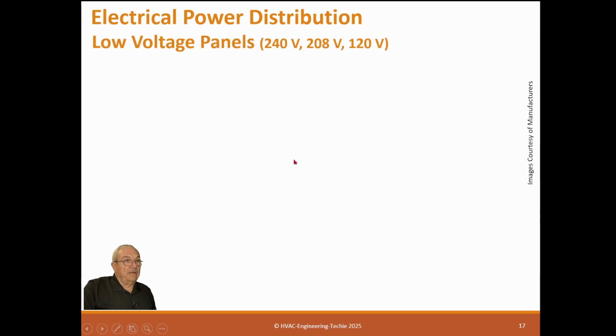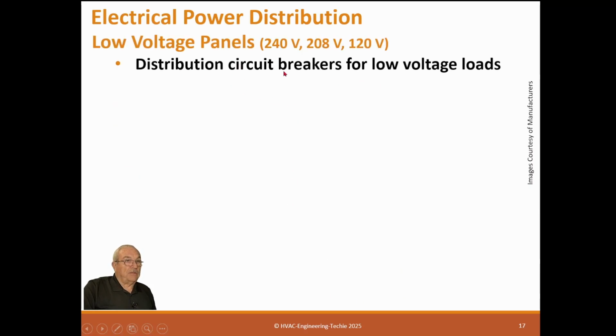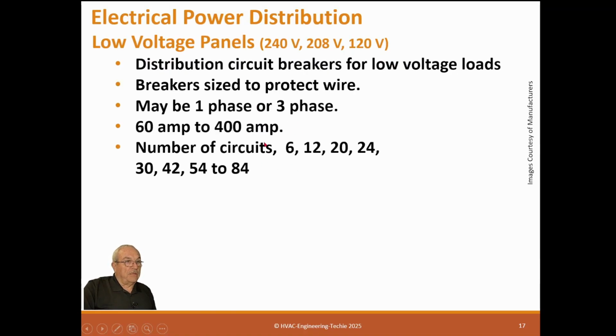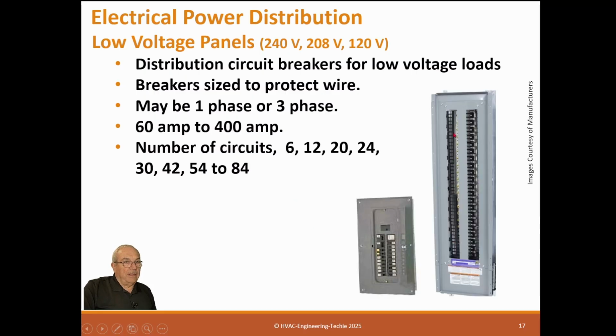Then we also have low voltage panels, distribution breakers, which is the 240, 208, and 120 volts. The breaker size, again, the wire may be single phase or three phase, 60 amp to 400 amp. Number of circuits, 6 through 84. So nowadays we can go clear to 84. And an 84 panel is a big panel. It's like a 7-foot high panel or 6'8" panel. So it has lots and lots of breakers in it. And this is normally done for lighting loads or receptacle loads where you have a whole bunch of them in an area.